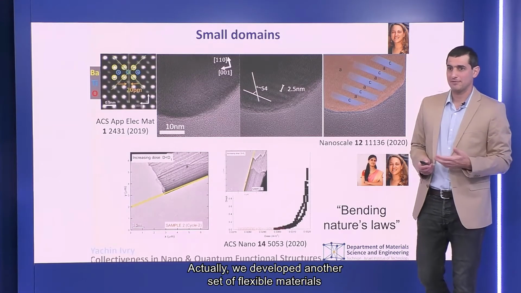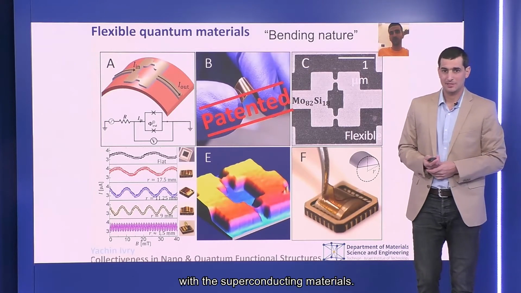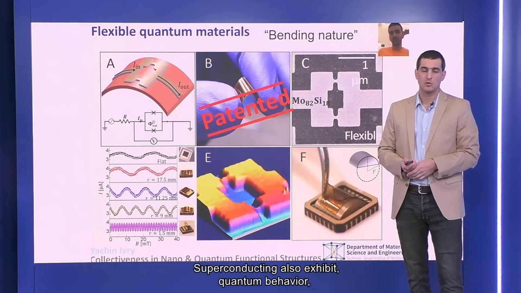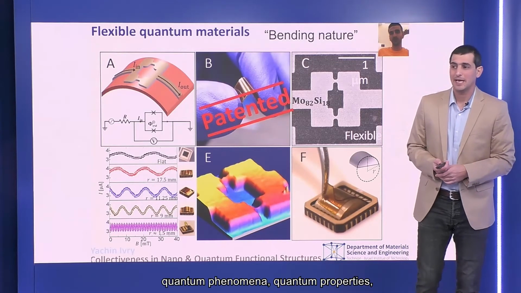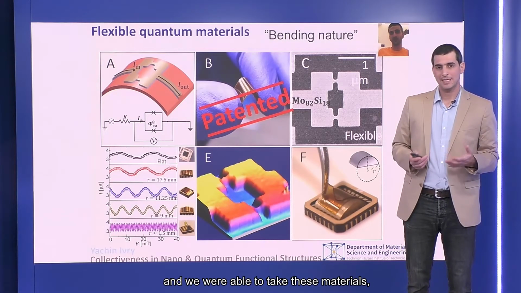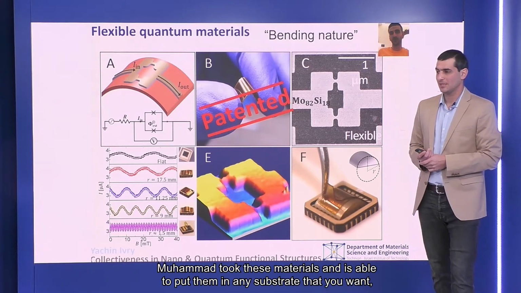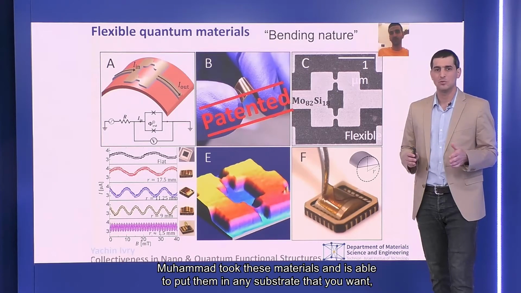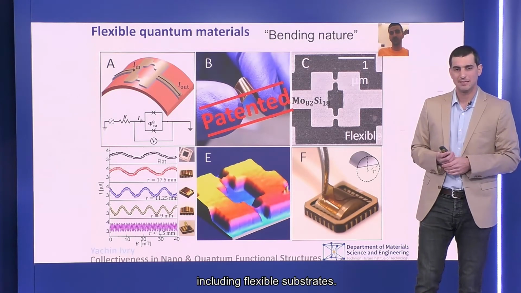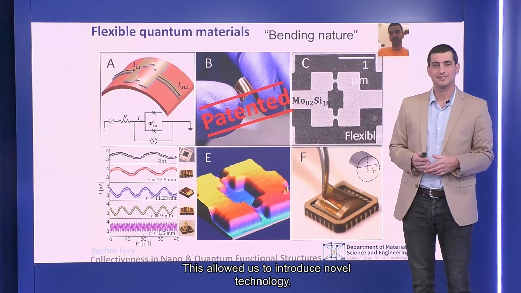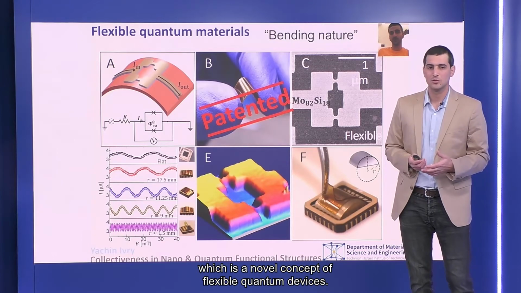Actually, we developed another set of flexible materials with the superconducting materials. Superconductors also exhibit quantum behavior, quantum phenomena, quantum properties, and we were able to take these materials. Muhammad took these materials and is able to put them on any substrate that we want, including flexible substrate. This allowed us to introduce a novel technology, a novel concept, of flexible quantum devices.